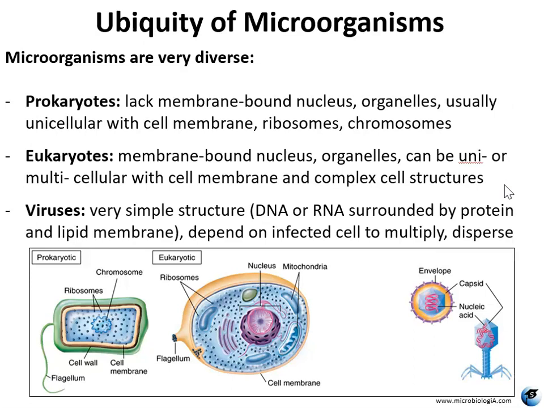Eukaryotes are a bit more complex and they're usually much larger. They have a membrane-bound nucleus and organelles. They can be unicellular or multicellular. They also have a cell membrane. They have complex cell structures like your mitochondria, Golgi apparatus, that kind of thing.